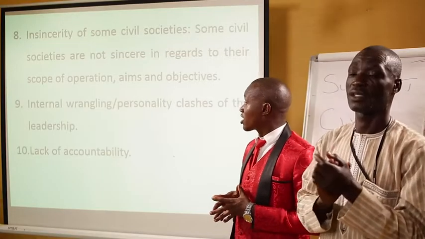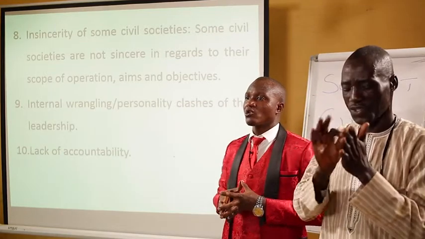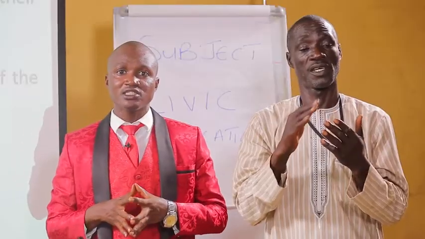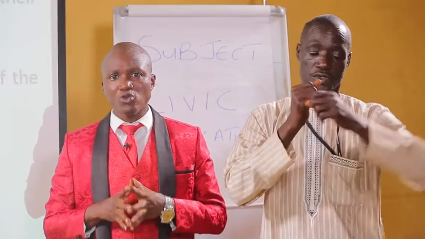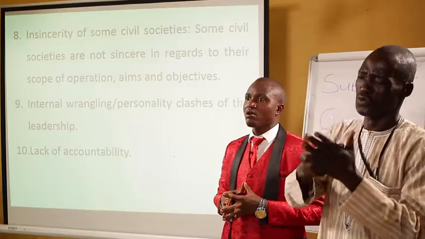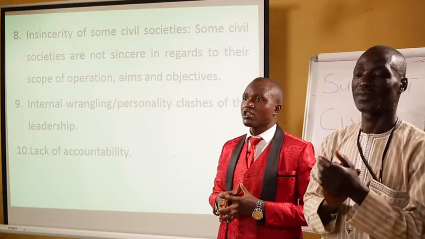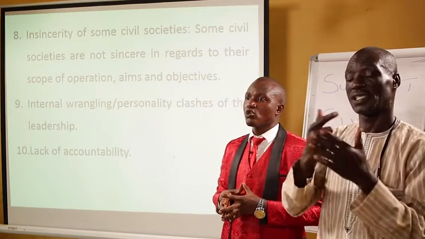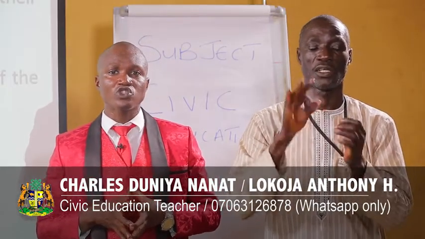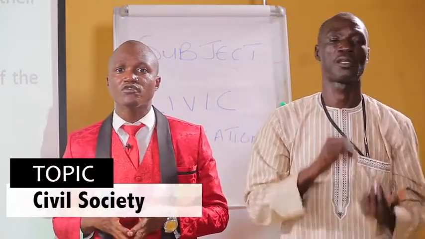Number 10, lack of accountability. Most civil society organizations are not accountable. Don't forget that some of these CSOs have international sponsors and donors that sponsor their activities. And at the end of the day, when these donors ask them for an account of what they have used their funds to do, they are not able to account for such funds. And at the end of the day, you discover that such donors and sponsors withdraw their sponsorship from such civil societies.